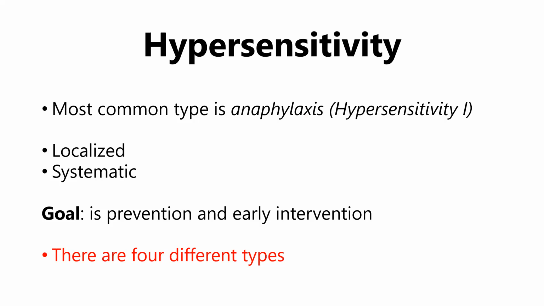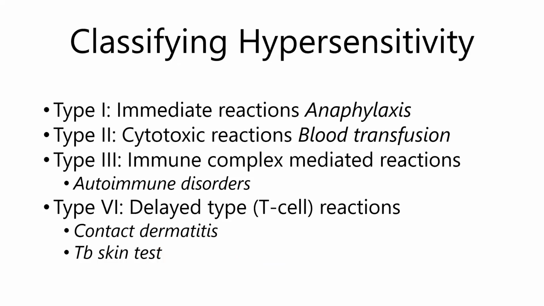Systemically, it can cause huge hives, angioedema, which we're going to look at a picture of in just a minute, and it can make you short of breath. It can make your tongue swell up so much with that angioedema that it blocks your airway. But the goal of this type of hypersensitivity 1 reaction is to prevent the reaction, stop the antigen, and early intervention. So let's talk about the 4 types.